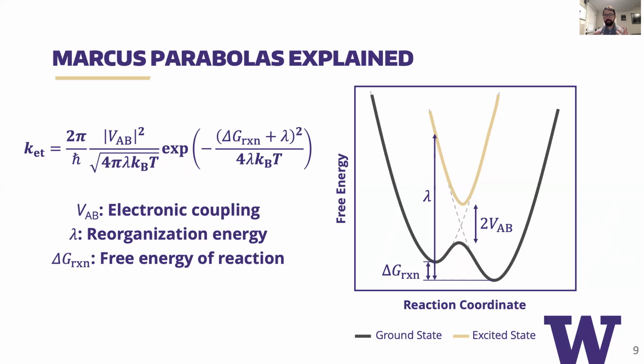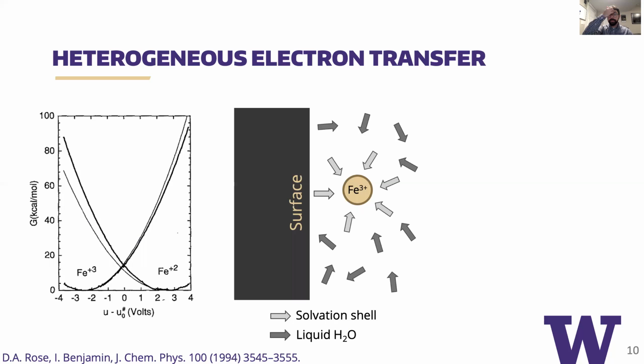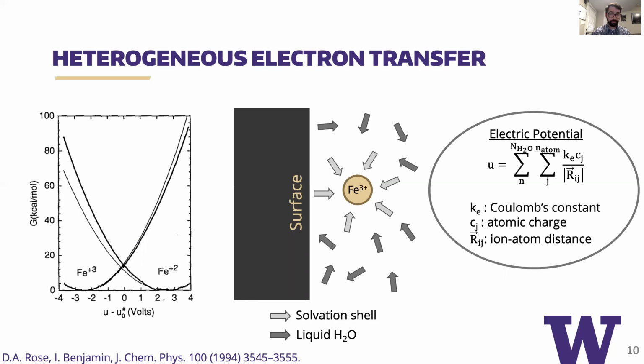Now that you're up to speed with the aspects of Marcus theory, I'll quickly cover a study from Elon Benjamin's group that inspired a lot of our work. Now, in this study, Rose and Benjamin looked at electron transfer from an electrode here to an iron 3 ion in water, which are denoted by these gray arrows. And on the left, we see the Marcus parabolas that they constructed, where the x-axis is the electric potential on the acceptor species. And this U0 term here is just a constant shift that forces the crossing point to occur at 0, right here.